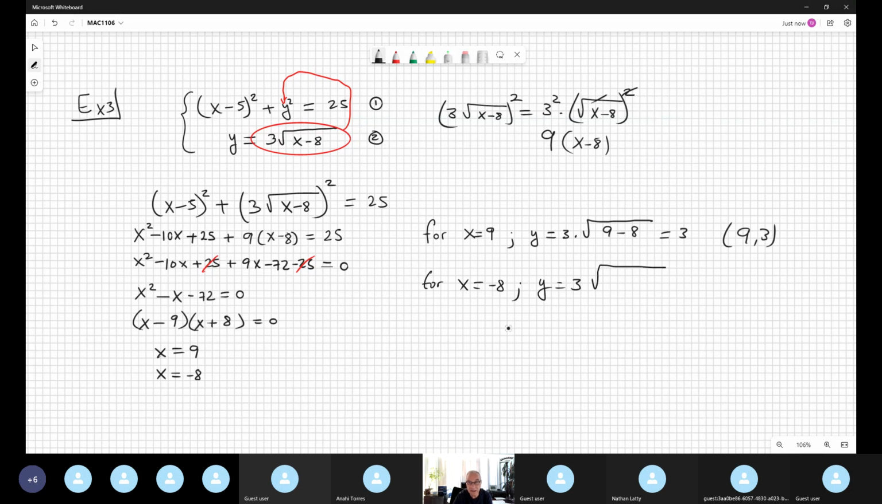Okay, now x is negative 8, and negative 8 minus 8 together is negative 16. That's 3 times the square root of negative 16. And you see, when we have a negative number inside the square root, you know very well that this answer is an imaginary number. When you manipulate your algebra because you want to find something, and suddenly you get an imaginary or complex number, it is because in the real field this answer does not exist. And the answer is no. We have only one solution, this (9, 3).